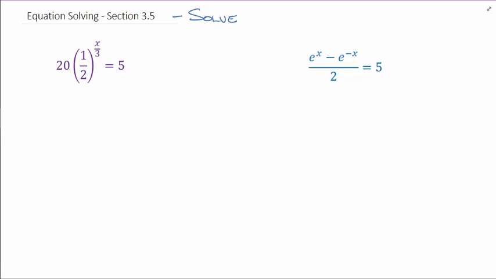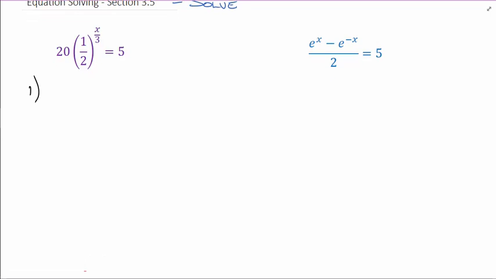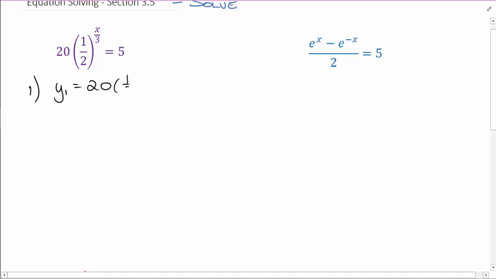For this first problem, I'm going to propose three different ways of solving. The first: the left side represented by y1 and the right side represented by y2. We're going to graph these and we're going to seek the intersection.